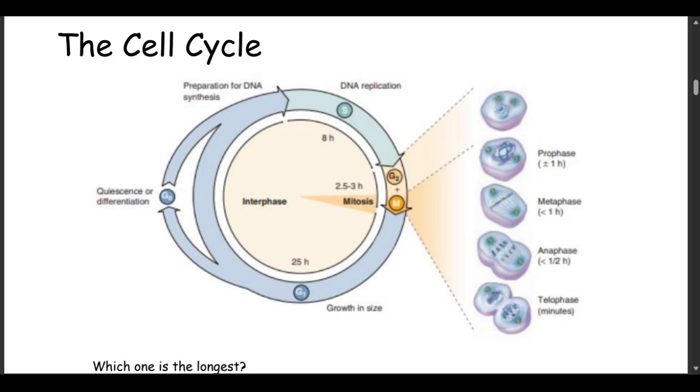Okay, so we have something to think about as well. Which of these phases is the longest? So you can just see by how many hours it takes for the cell to go through each of those phases. You can conclude that the G1 phase is the longest cell cycle phase.